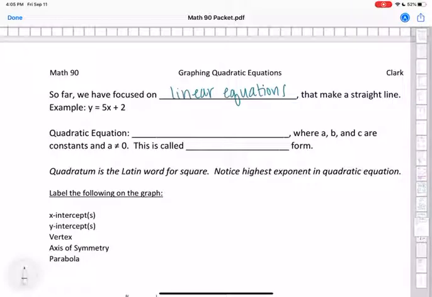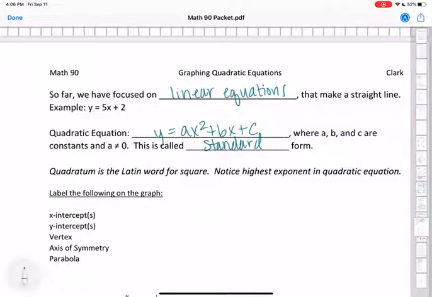So for example, that was our y equals mx plus b. Quadratic, that was way back when we were factoring. Remember that? y equals ax squared plus bx plus c. Those are quadratics, where a, b, and c are constants, and a does not equal 0, because if a equaled 0, it would wipe out the x squared, just leaving you with a linear equation. And this is called standard form.